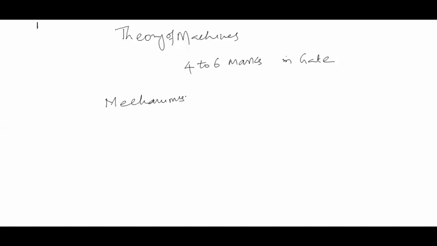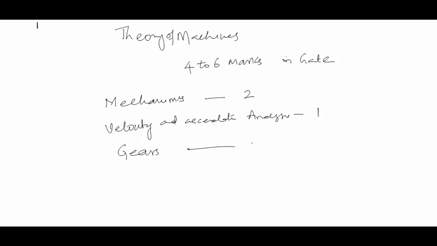Mechanisms. This may come to about 2 marks. Then we have velocity and acceleration analysis. You may get 1 mark. The next topic you have is gears, and this definitely you may have another 2 marks. And the last topic you're going to have in this subject is the flywheel, right? So this flywheel may have 1 mark.